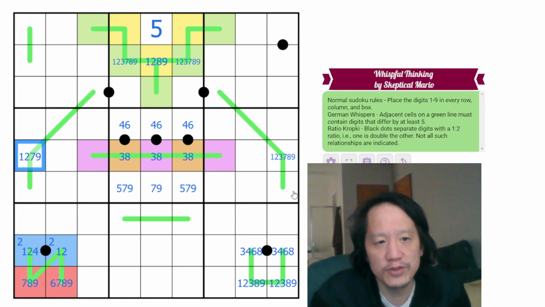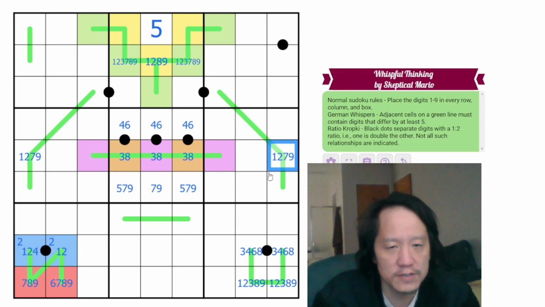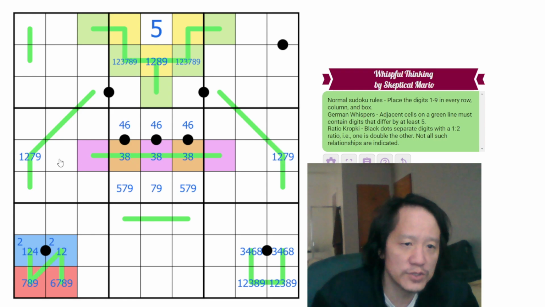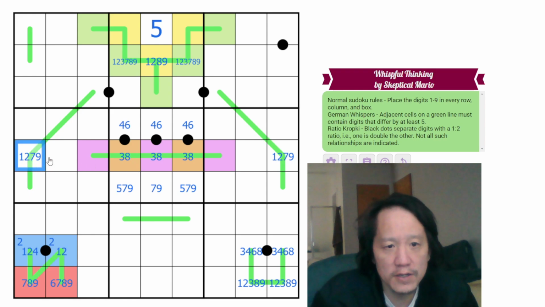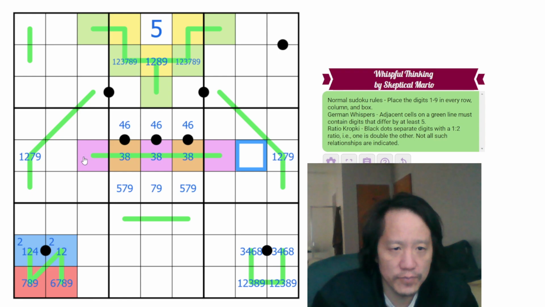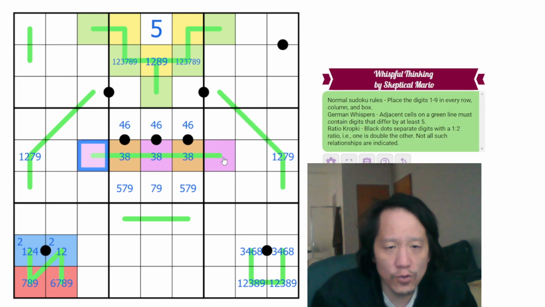means this cannot be 3 and 8, this cannot be 3 and 8. Therefore, this is 1, 2, 7, 9, and this is 1, 2, 7, 9. Now, where's the 4 and 6? One of them has to be here, and the other one has to be the 5 then. But then, therefore, the 4 or the 6 has to also be one of these pink cells.